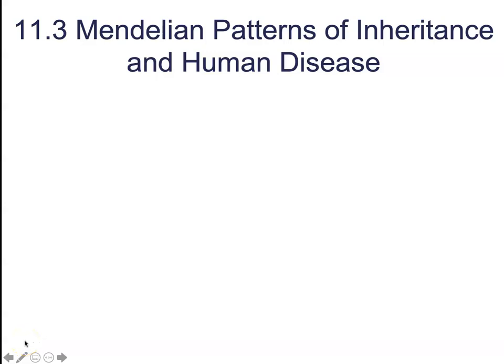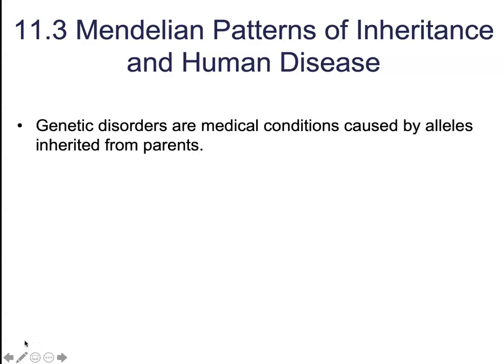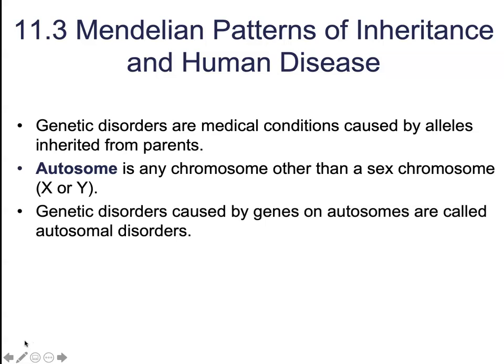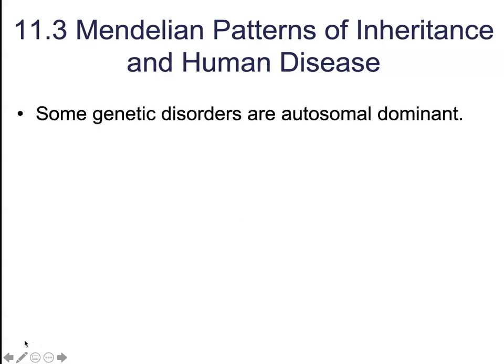Many traits and disorders in humans and other organisms are genetic in origin and follow Mendel's laws of inheritance. These traits are often controlled by a single pair of alleles on the autosomal chromosomes. An autosome is any chromosome other than a sex chromosome. For now, we're just going to be studying the patterns of inheritance associated with these individual chromosomes. Genetic disorders that are caused by autosomes are called autosomal disorders.